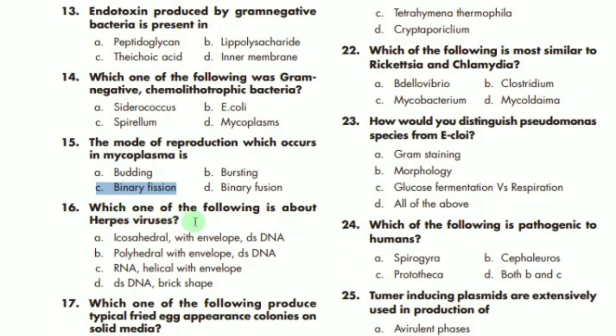MCQs number 16 says which one of the following is about herpes virus. So herpes viruses are mostly icosahedral, enveloped and have double-stranded DNA. So option A is the correct option. MCQs number 17 says that which one of the following produces typical fried egg appearance colonies. So fried egg appearance colonies on the solid agar medium. So the MCQs 17's correct option is mycoplasma, which mostly produces them.